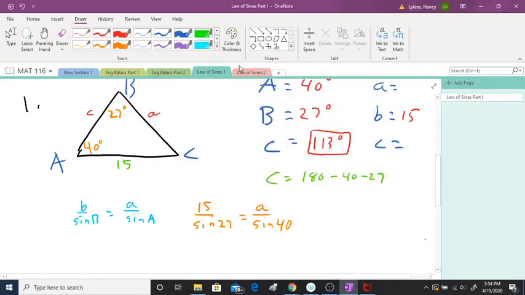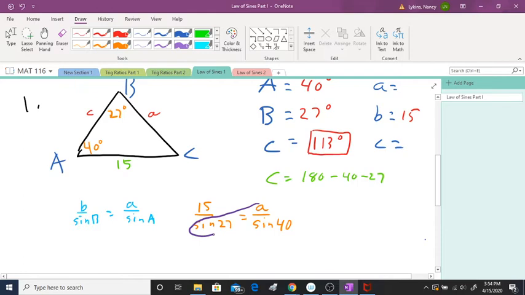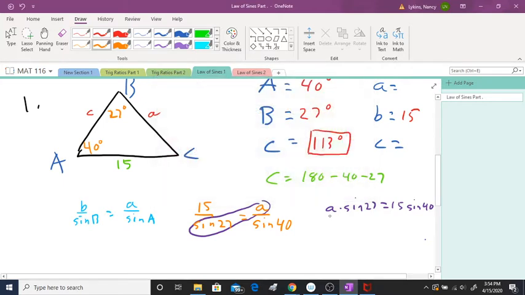My next step is I'm going to cross multiply. I want to take this right here, A times sine of 27, and I want to set it equal to 15 times sine of 40. Now this is just like an equation to solve. So all I'm going to do is solve for my little a by dividing by sine of 27.